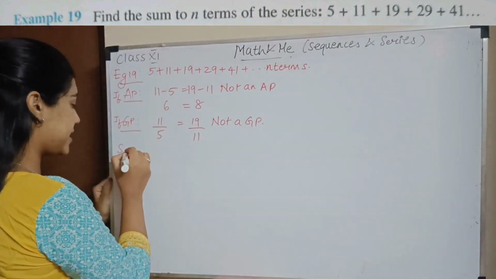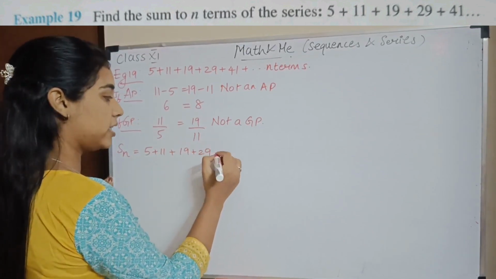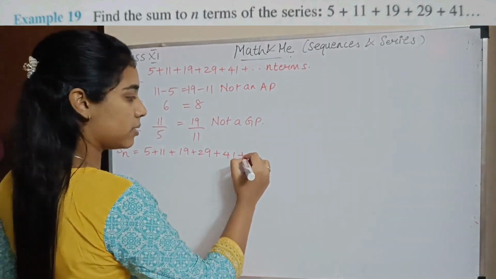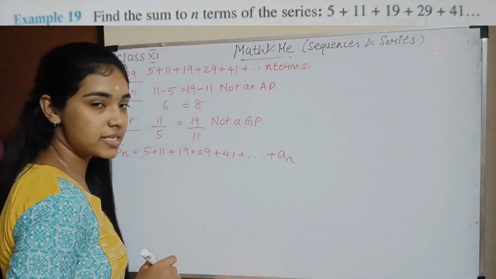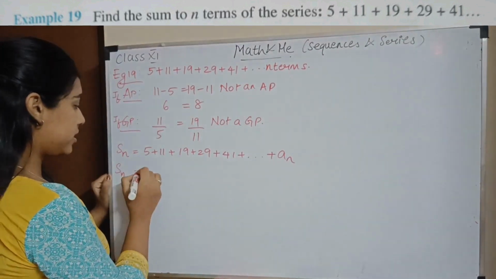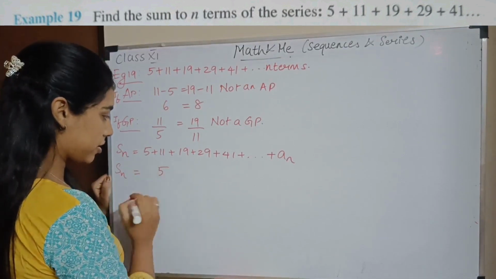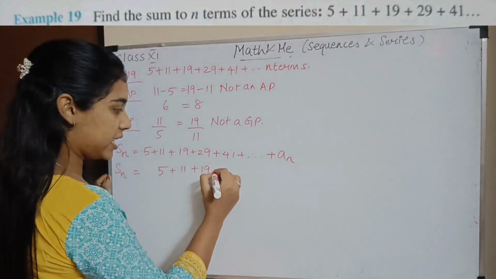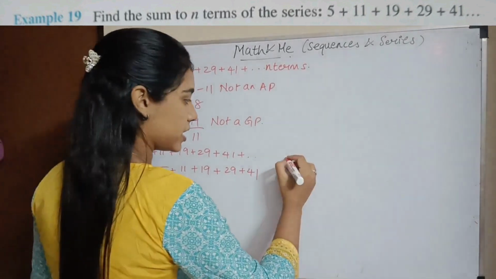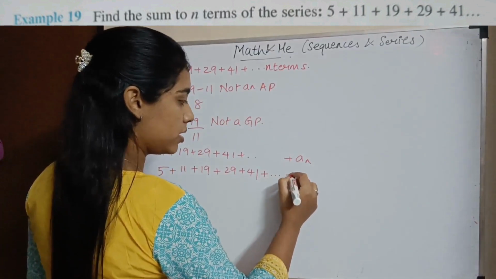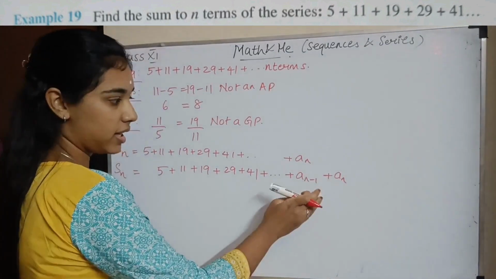So I'm calling this Sn equals 5 plus 11 plus 19 plus 29 plus 41 plus and so on until the nth term. I don't know what my nth term is, so I'm just writing it as An. Now again, I'm going to write Sn equals, now I'm just going to shift the series to the right. So I'm going to start writing from here. 5 plus 11 plus 19 plus 29 plus 41. Let me write this a little away from the series. An plus so on plus An minus 1 plus An. The series is shifted to the right. And I'm writing it like this.